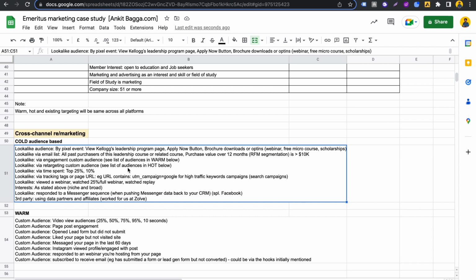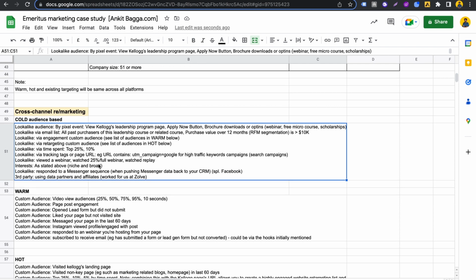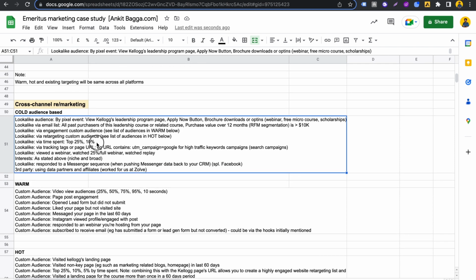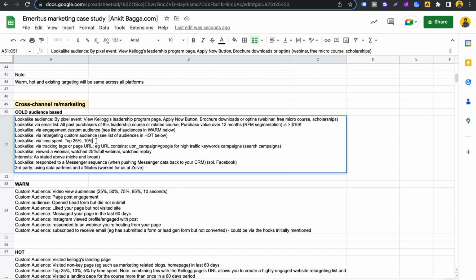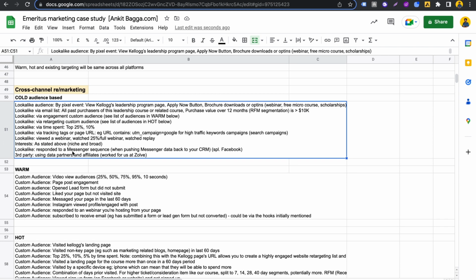Then there is retargeting the custom audience, as in the hot one below. Then there are lookalikes of the top 10% of users that you might have, which could be on the basis of your average time spent, the number of pages that they are viewing.